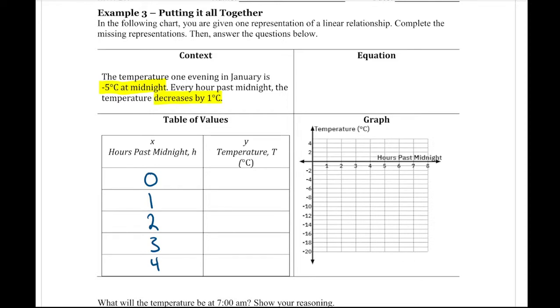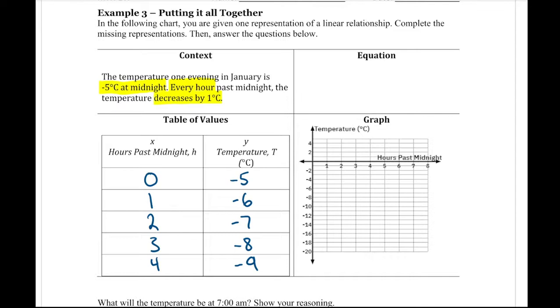The Y value is going to be based on the context. So it tells us that at midnight, or 0 hours past midnight, it is -5. It also then says for every hour past midnight, it decreases by 1 degree. So if it decreases or it gets colder, then it becomes -6, -7, -8, -9.